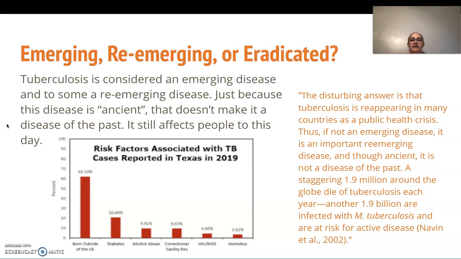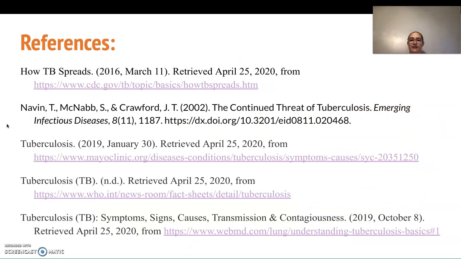So tuberculosis is considered both emerging and re-emerging. Some vary in how they want to describe it, but overall it's still affecting people today, which is why it's not an ancient one, because it's not a disease of the past. So it has not been eradicated. Although it is treatable and curable, it still affects people's daily lives to this day. And there's my reference.